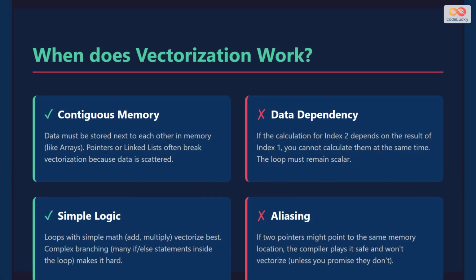However, vectorization does not work everywhere. For it to work, your data usually needs to be contiguous in memory, like in an array. If your data is scattered, the CPU cannot load it into a vector register easily. Also, if your loop has data dependencies, where the next calculation relies on the previous result, the compiler cannot parallelize it because it has to wait for the first answer.